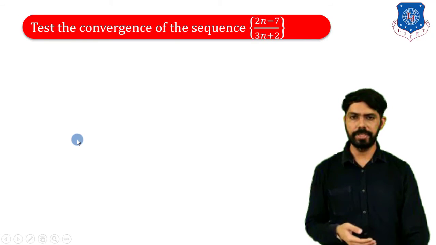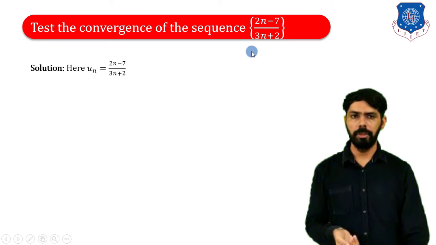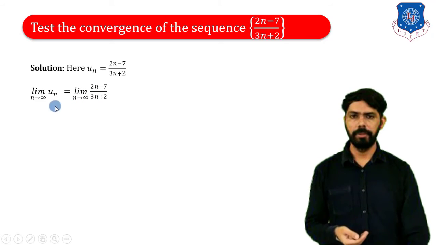Now we will discuss an example related to this. Test the convergence of the sequence (2n minus 7) divided by (3n plus 2). So here, first of all, we will find out un. So here un will be (2n minus 7) divided by (3n plus 2). Now we will find out limit n tends to infinity un, that is equal to limit n tends to infinity (2n minus 7) divided by (3n plus 2).